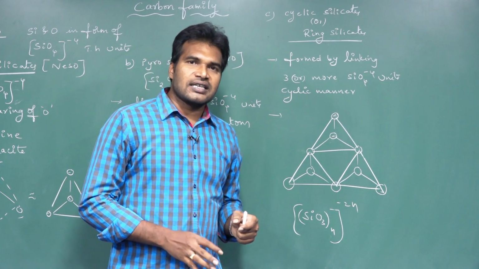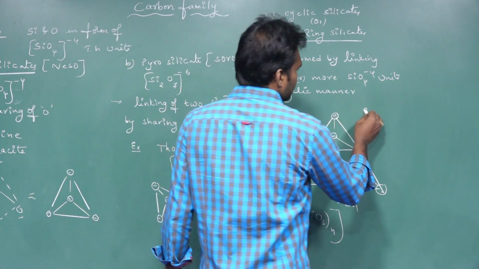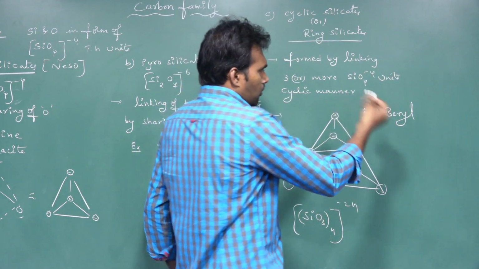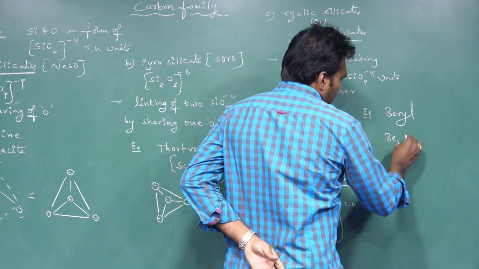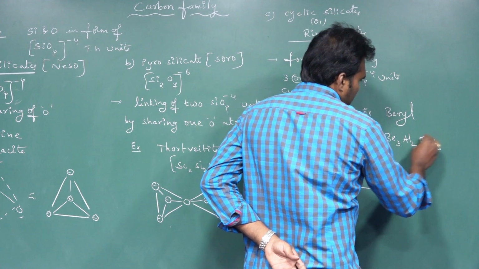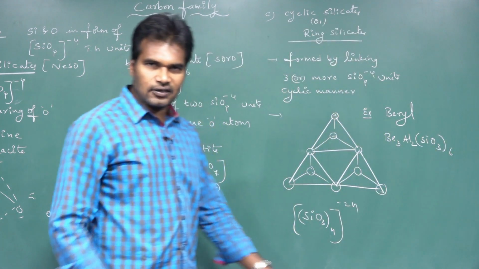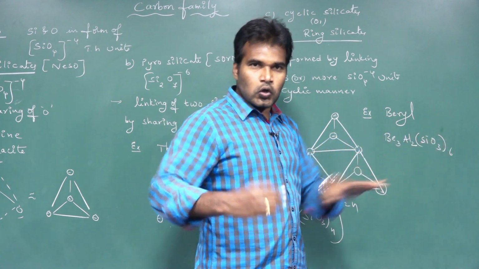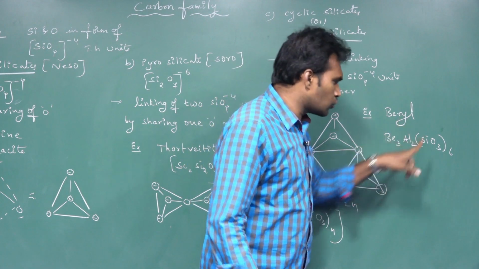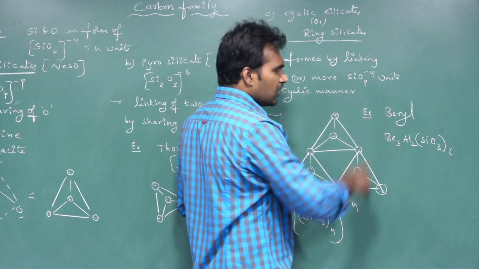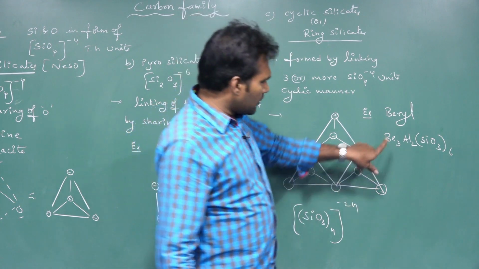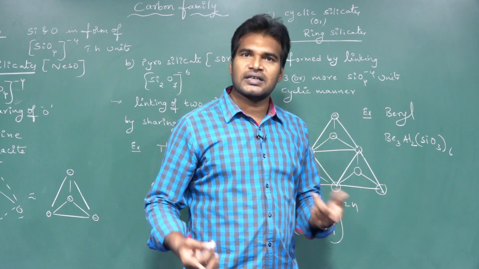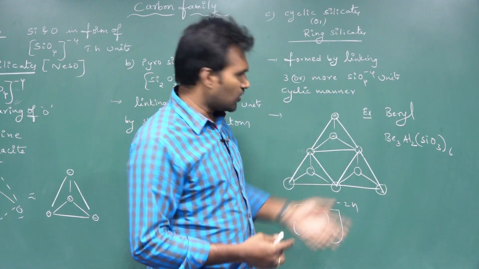The best example for the cyclic silicate is what? Beryl. So what is the formula for beryl? Be3Al2(SiO3)6. Total 6 silicon atoms are there, so definitely the charge here will be -12. To compensate this -12, the total positive charge should be +12. Beryllium belongs to group 2A, so it has +2; +2 into 3 is +6. And aluminium is group 3A, +3 into 2 is +6. Total overall positive charge is +12, so it is neutral.